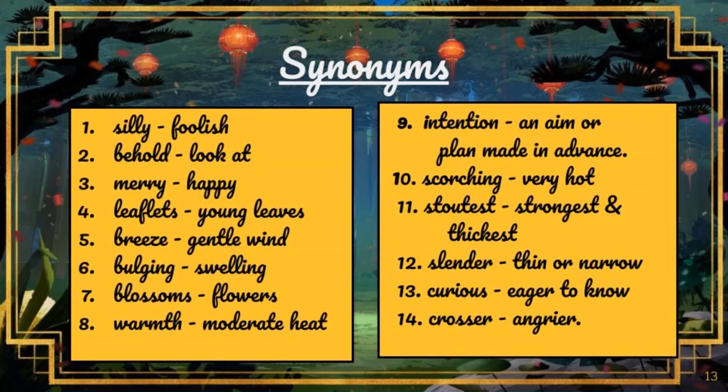Let's move to the 12th one, slender. Slender means thin or narrow. You can write any one, okay? Let's move to the 13th one, curious. It means eager to know. Let's move to the last one, crosser. Crosser means angrier. Students, once again, I'm reading all these 14. So listen carefully and read along with me.